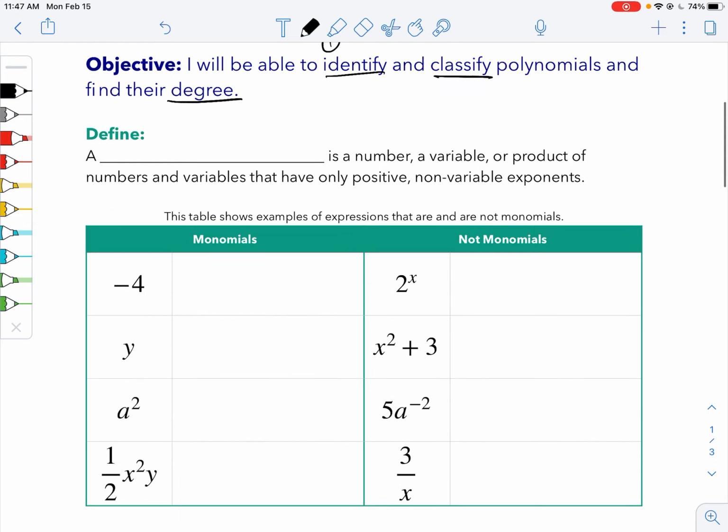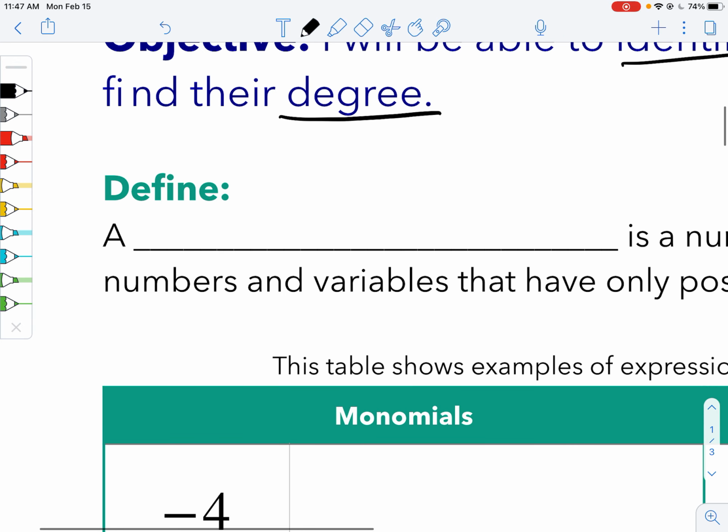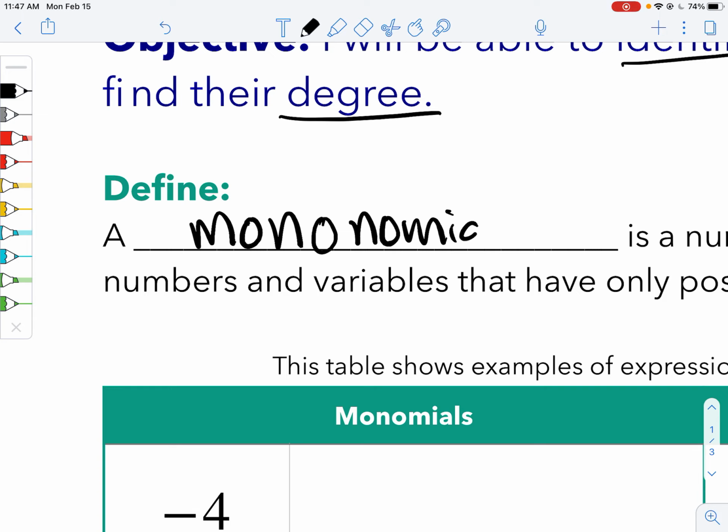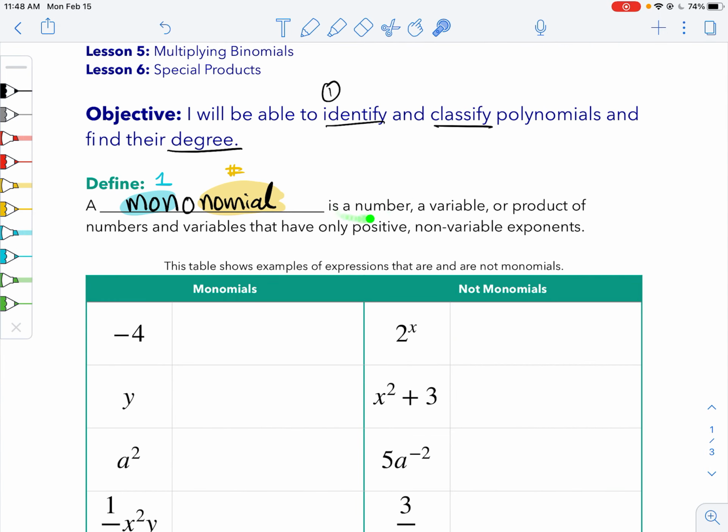Before we talk about a polynomial, let's talk about a monomial. Here, nomial means number, and mono means one. So a monomial is something that has one number. It's a number, or a variable, or a product of numbers and variables that have only positive, non-variable exponents. That's kind of a lot of information. I'm just going to show you a bunch of examples and say, this is a monomial, this is not.